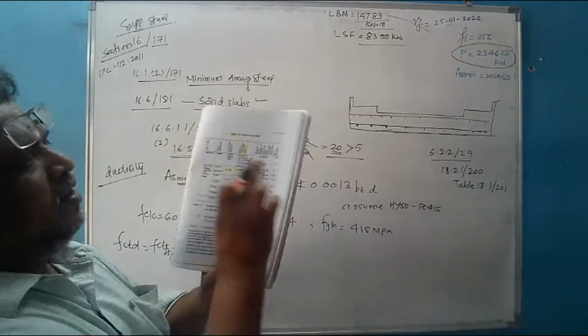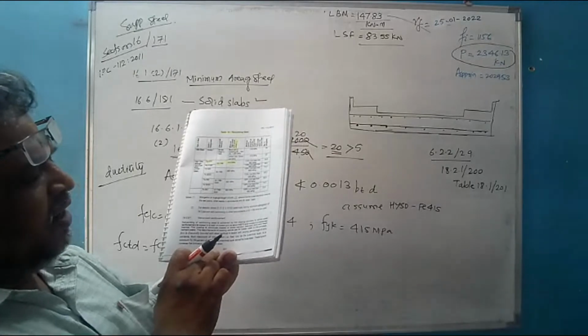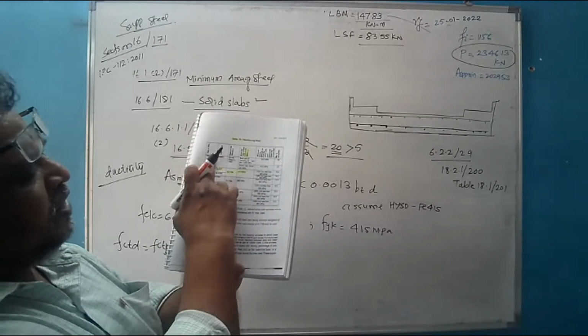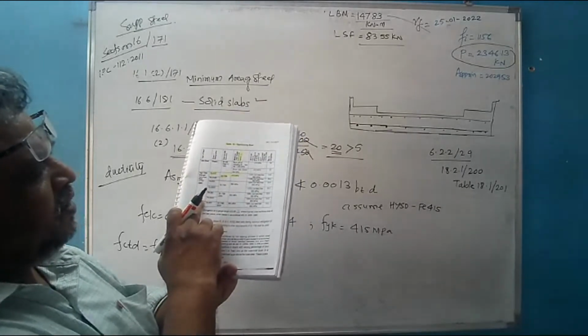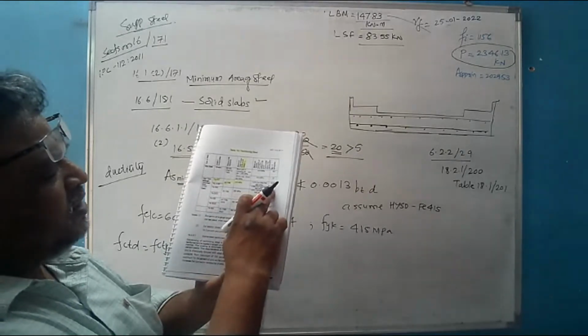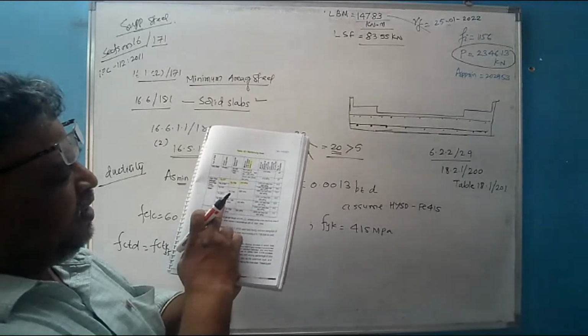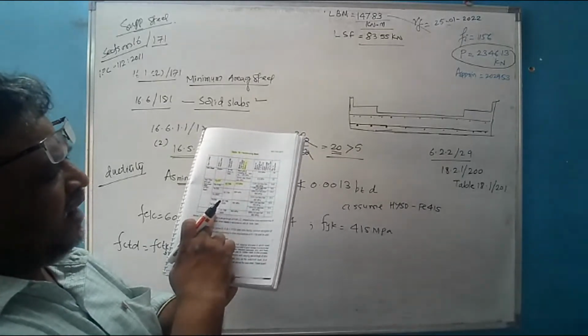Here it is. Reinforcing steel. Page number 201. देखिए HYSD, different grades of steel are given. This is for mild steel. These are for the different graded steel: Fe415, Fe500, Fe500D, Fe550, 550D, Fe600, like that.